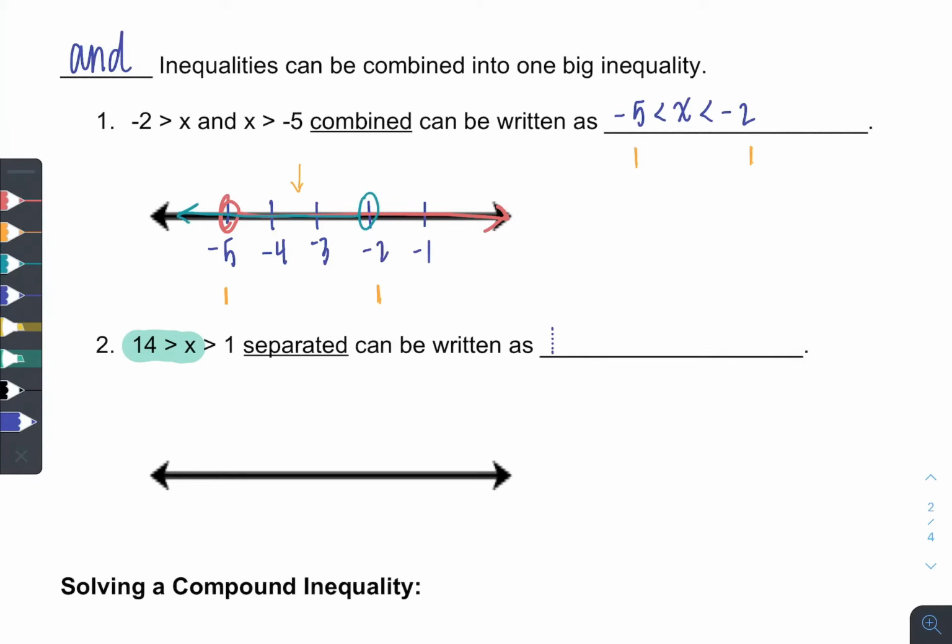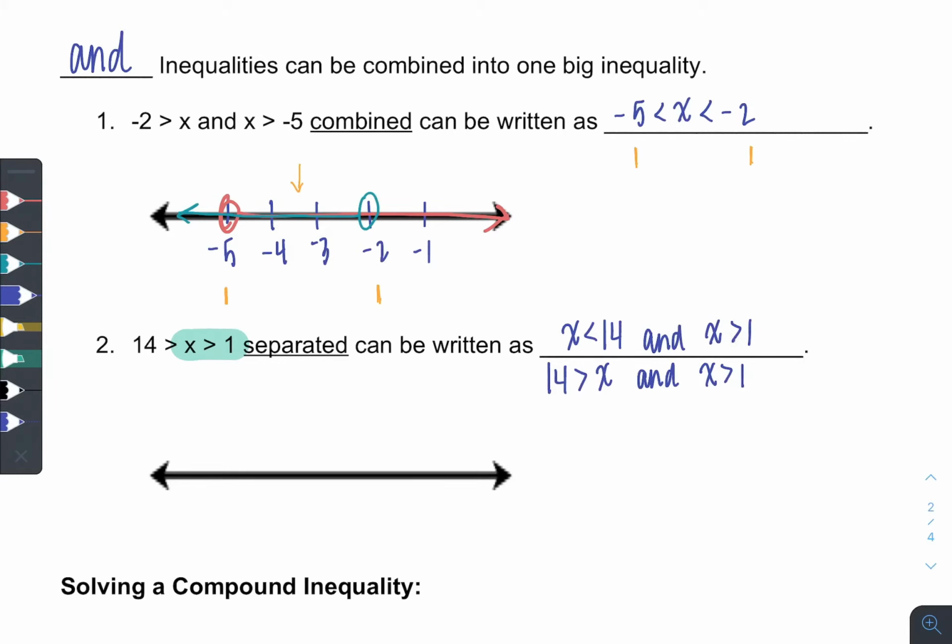We're actually just going to write that. So 14 is greater than x. It should be greater than x is our first part. And then our second part is going to be the second half of that. X is greater than 1. Of course, we want to write it so x is on the left, so go ahead and do that. So we have x is less than 14 and x is greater than 1.